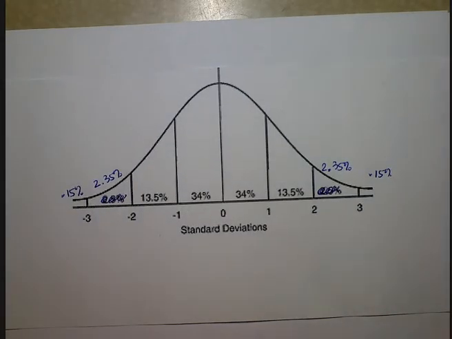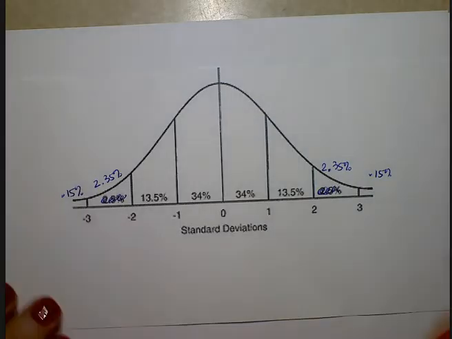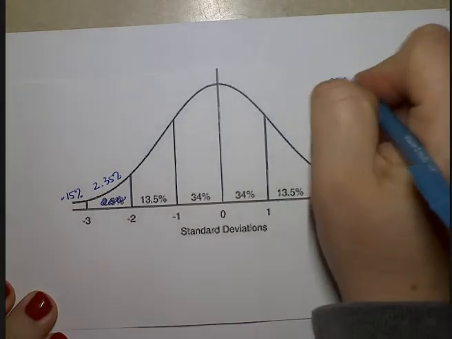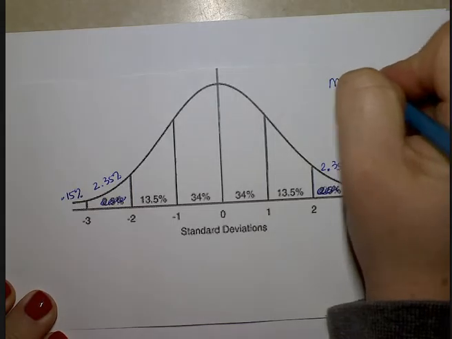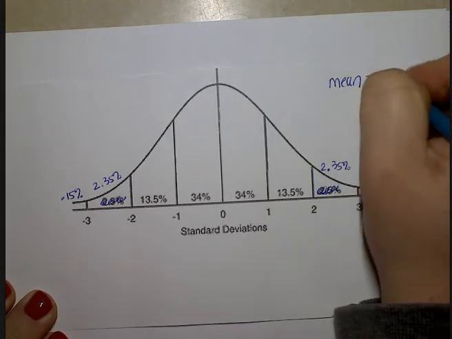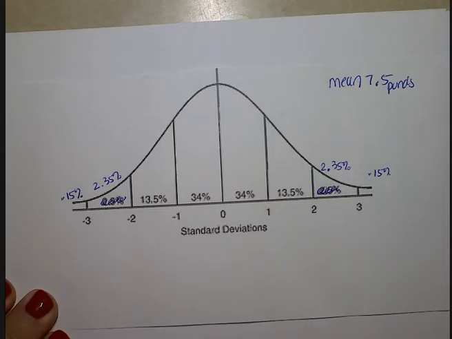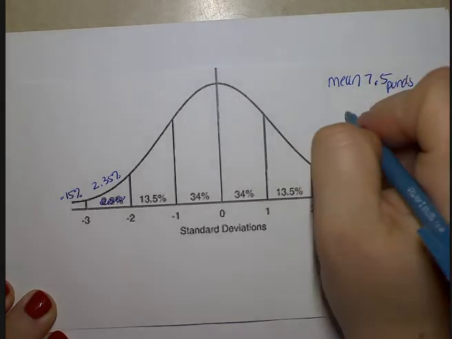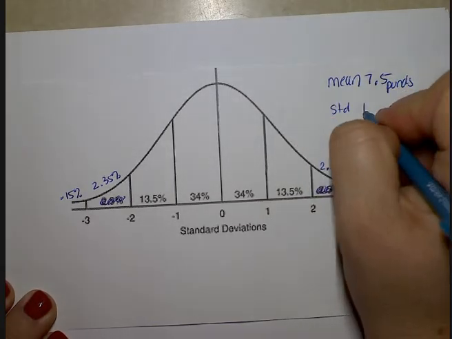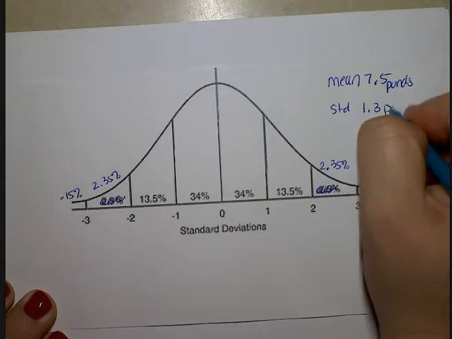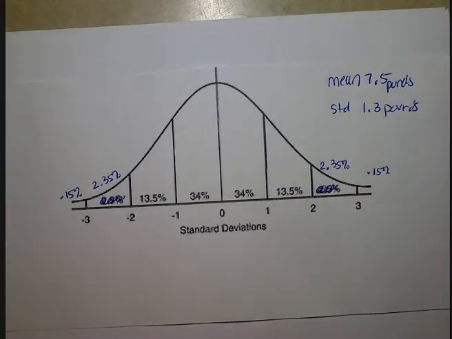Okay, again, I'm just making up this data. This is not truly accurate. Here we go. The weights of newborn babies in the United States are normally distributed with a mean of 7.5 pounds and a standard deviation of 1.3 pounds. Before I go any further, what do you want to do?